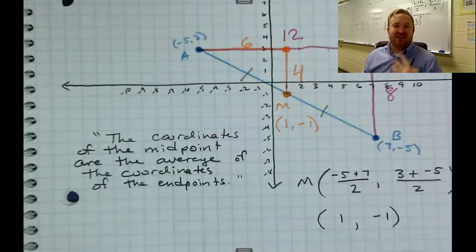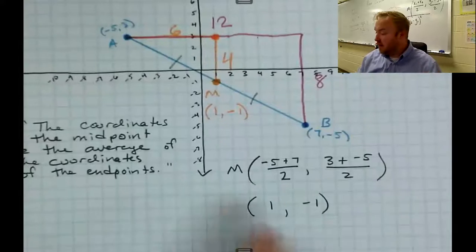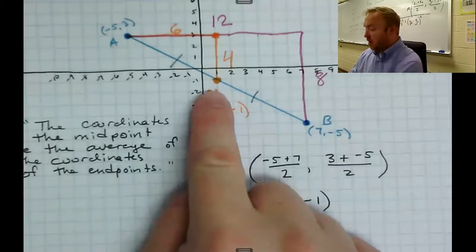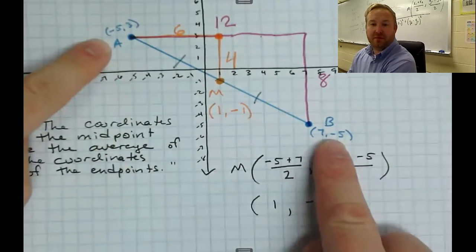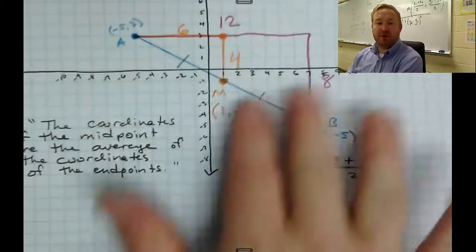The coordinates of the midpoint are the average of the coordinates of the endpoints. So that kind of makes intuitive sense a little bit, right? The point right in the middle would be the average of the points on the end. So when we find midpoints, we don't have to go through all of this every time.